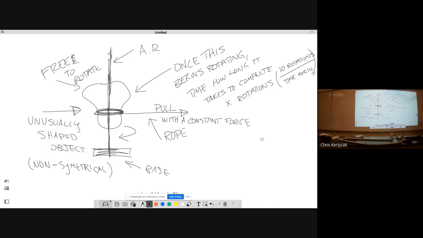And that will give you the period, right? That will give you the period, the amount of time for one rotation. So you get the period of rotation from this, which is the time for one rotation.